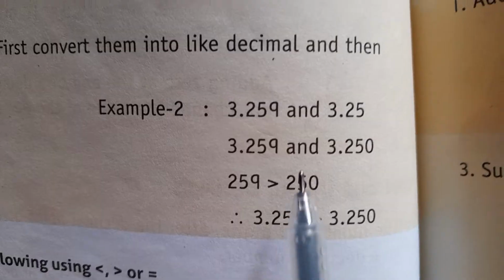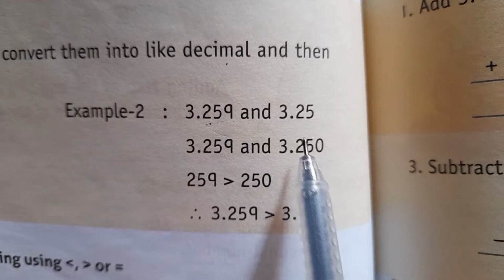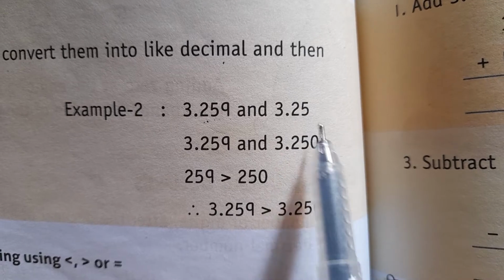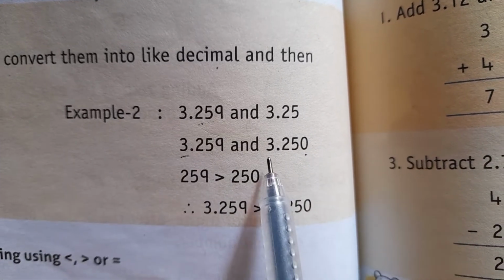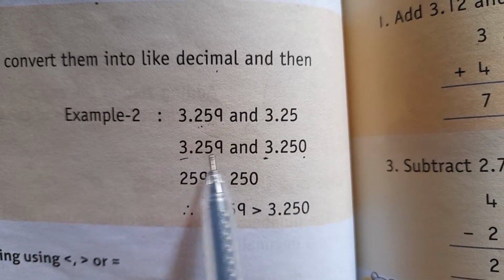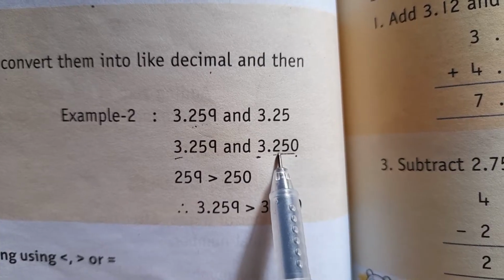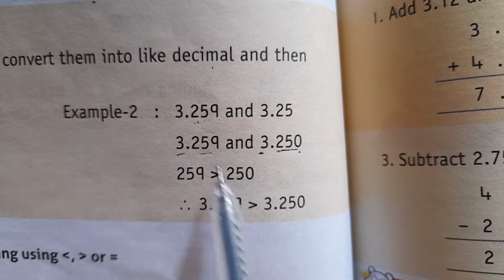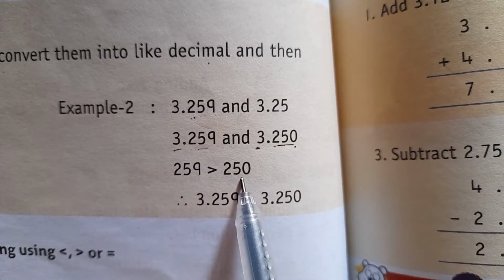Here also same. Here 3 digits are there after decimal point. Here only 2. So add 0 and we will compare. 3 and 3 are same. So 259 and 250. 259 is greater. So 259 is greater than 250.